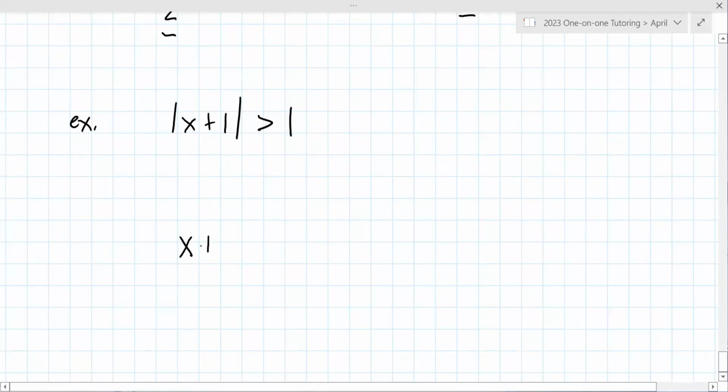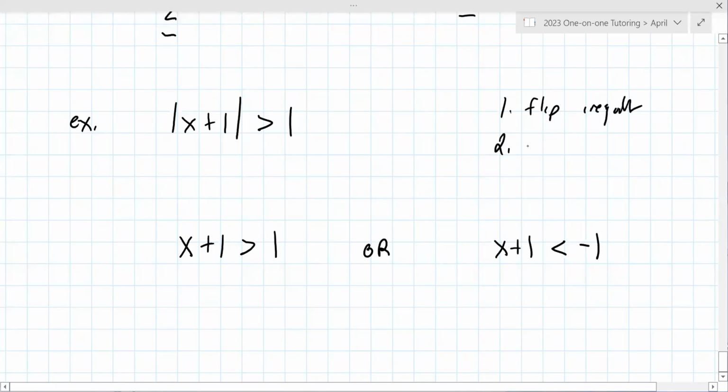You write exactly what's written, just like you did before. This part is the same. So notice you bring what's inside the absolute value down, the inequality down. But then you write the word or. Does that look familiar? Remember we were doing that? And then now it's x plus 1. You flip the inequality and you negate it. Yes, this does look familiar. So there's two things you do over here. One, you flip the inequality, and two, you negate it.